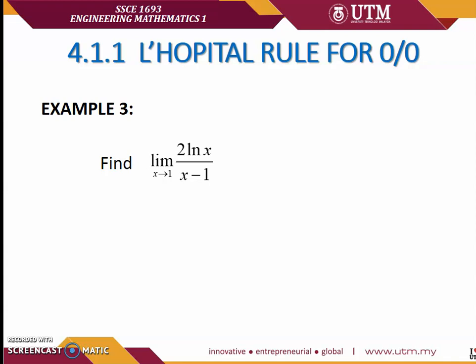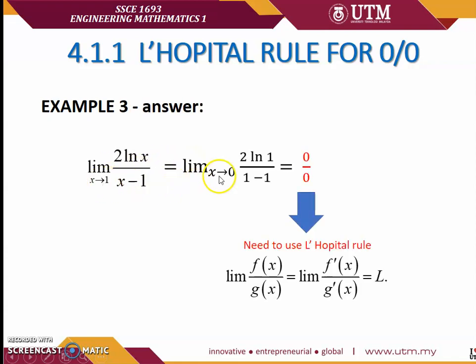Okay, let's look at the next example. Now we have the limit as x tends to 1, where the function f(x) is 2 ln x and the function g(x) is x minus 1. In this case, we substitute the value of x: 2 ln 1 on top, and 1 minus 1 on the bottom.